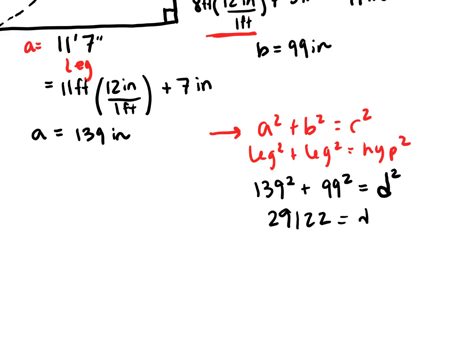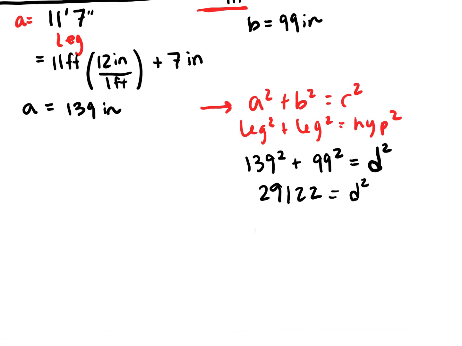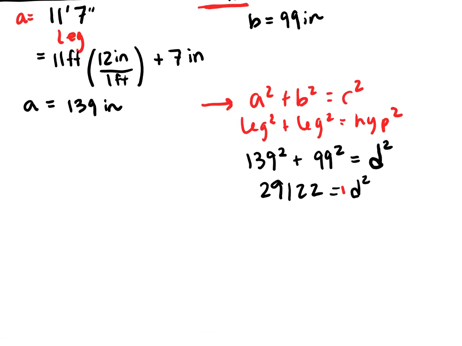So 29,122 equals D squared. And then to undo that square, I'm going to take the square root of both sides. And again, going to the calculator, square root of my answer from before, and I end up finding that D is approximately 170.652. Okay, so that's what my value of D is.